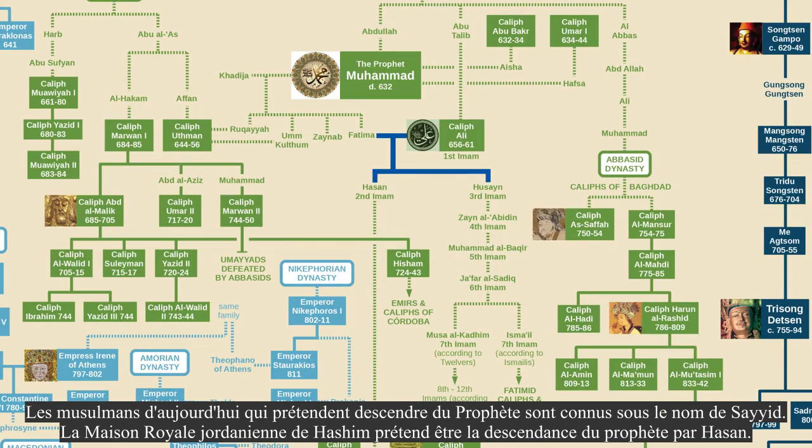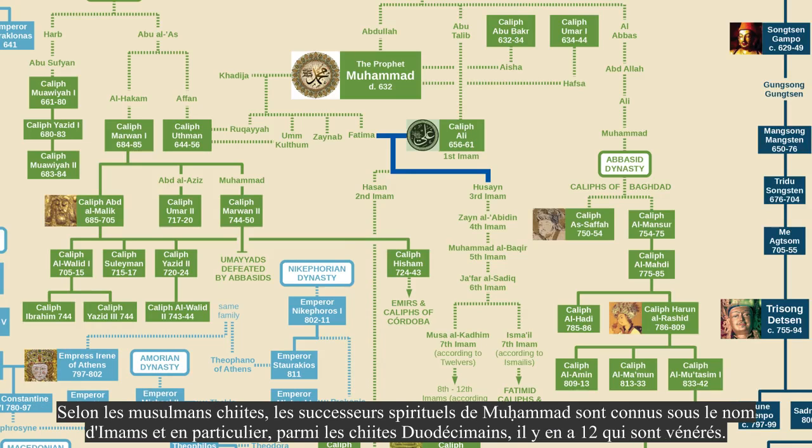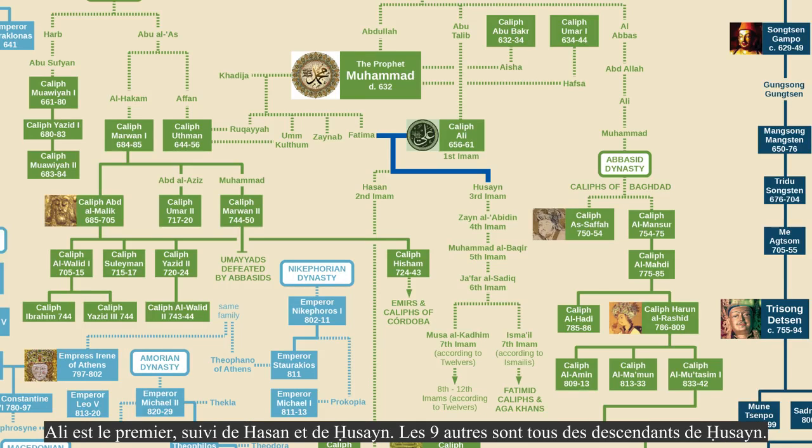Muslims today who claim descent from the Prophet are known as the Sayyids. The Jordanian royal house of Hashim claims to be descendants from the Prophet through Hassan. According to Shia Muslims, the spiritual successors of Muhammad are known as the Imams, and in particular, among Twelver Shias, there are 12 of them who are revered. Ali is the first, followed by Hassan and Hussein. The remaining 9 are all descendants of Hussein.